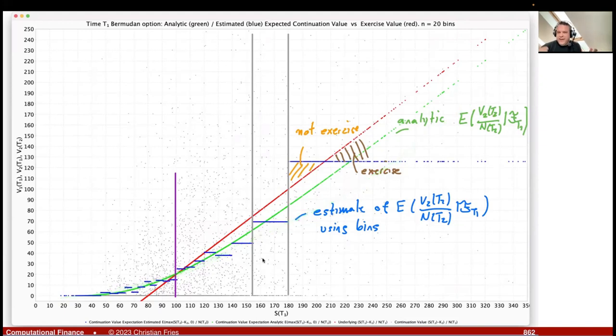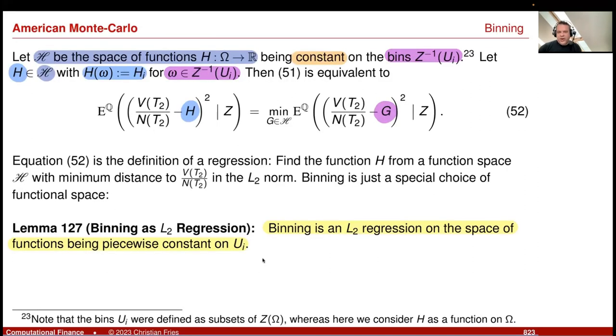Maybe that's much better, because we are only interested in this intersection point, so we are not so interested in what happens outside. We are interested in finding a good approximation for this intersection point. Of course, the function should not run like that. So we have a nice generalization of our idea, because we observed that binning can be interpreted as this regression. And now I just generalize here this function space. This function space can be something better, something smoother.